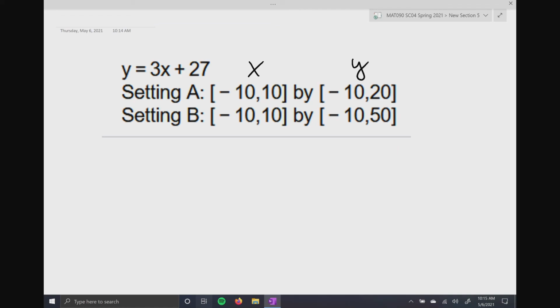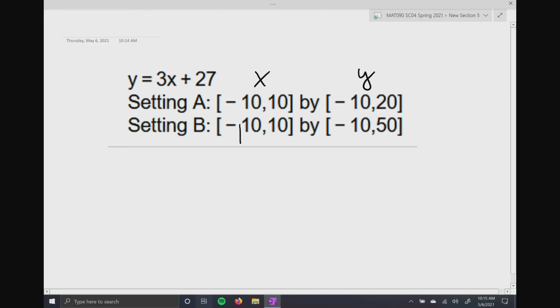X, Y. That's what those mean. So, for example, in setting A, the X is going to go from -10. So 1, 2, 3, 4, 5, 6, 7, 8, 9, 10. To 1, 2, 3, 4, 5, 6, 7, 8, 9, 10. So it goes from -10 to 10. And then the Y values go from negative 10 to positive 20. So all the way down here is going to be -10. And all the way up here is going to be positive 20. The only thing they want to know is this.